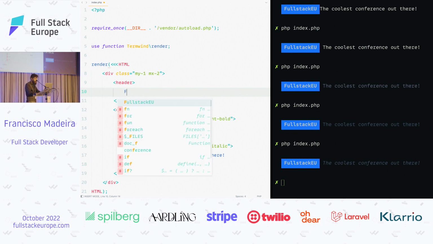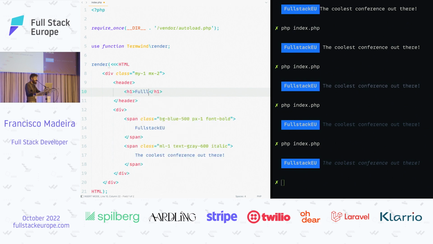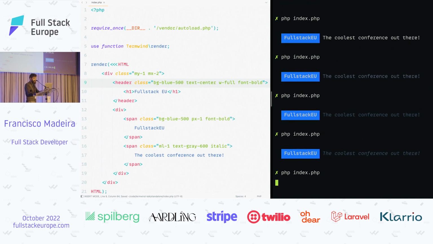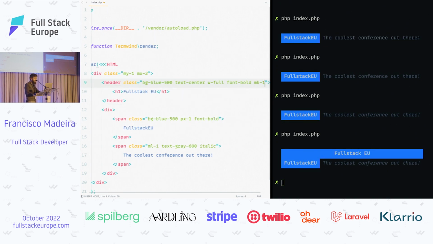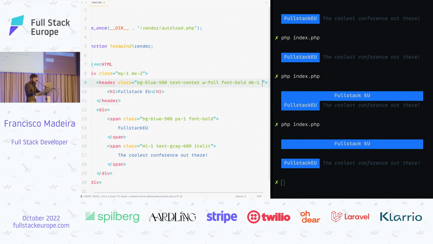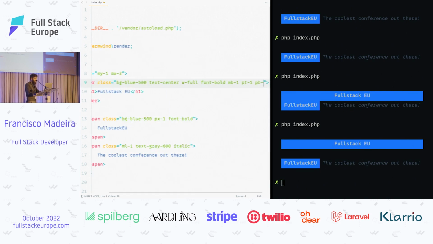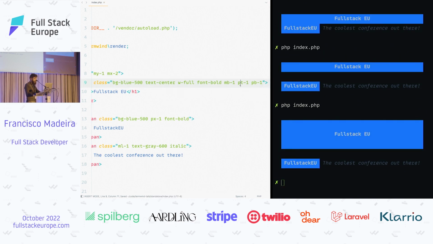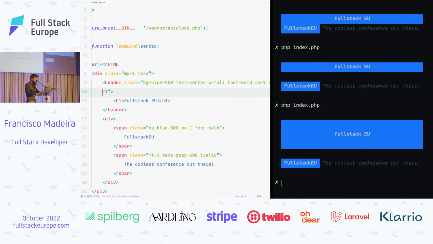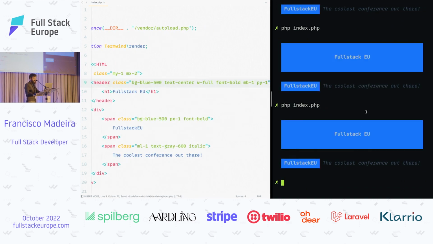So we can go and let's switch this to an H1 and full stack EU. And let's say we can go with a background of blue, same blue, and some text center with full, let's font bold in here. Let's see how this looks. Okay, cool. Maybe a margin bottom here. Okay, and also we can go and add a padding on the top and padding on the bottom, for example, or maybe do some refactoring and change this to PI, and it works just as you can see.